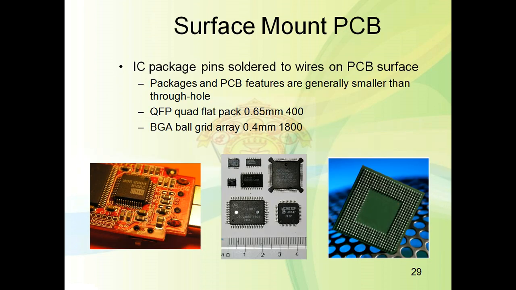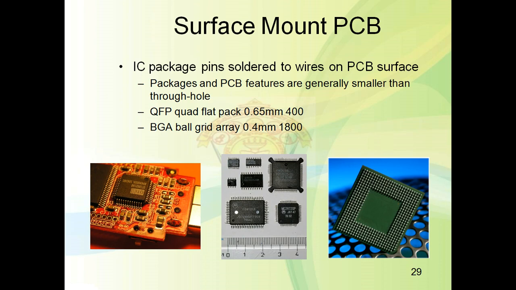Next we will see the surface mount PCB. As the name indicates, the components are mounted on the surface instead of through holes. The IC packages and IC pins are soldered to the wire on the PCB surface only, and they are not passed through the holes. They are mounted on the PCB surface and soldered on their tracks only. The advantage of this type of PCB is reduced manufacturing cost for high volume.